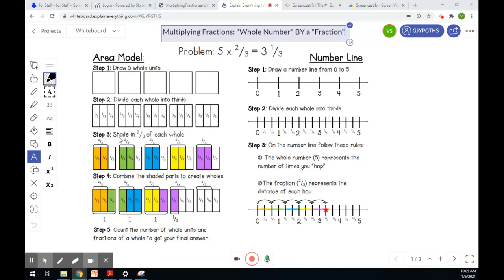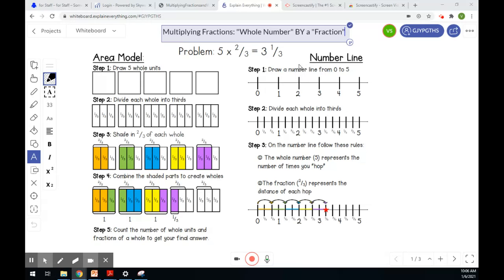The next step is I'm going to shade in 2/3 of each whole. So for each whole, I'm going to shade in 2/3 so you can see the different colors. Then in step 4, we're going to combine the shaded parts to get our answer, our product. So when we combine all of our shaded parts, we notice that we get 1, 2, 3, and 1/3 as a fraction. And then notice on here, I also did it on a number line.